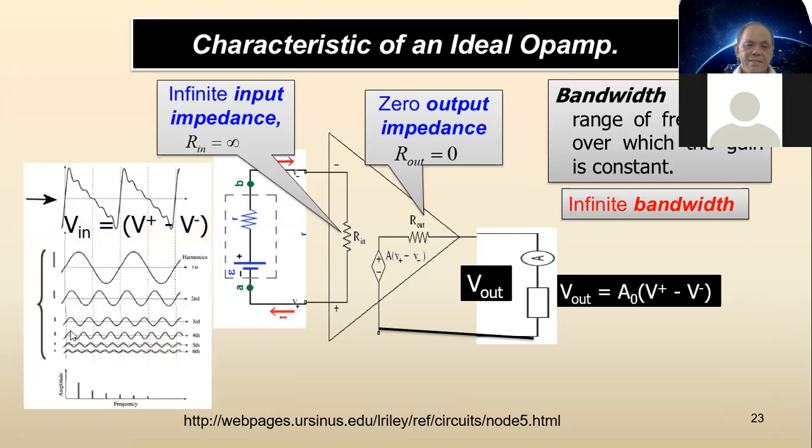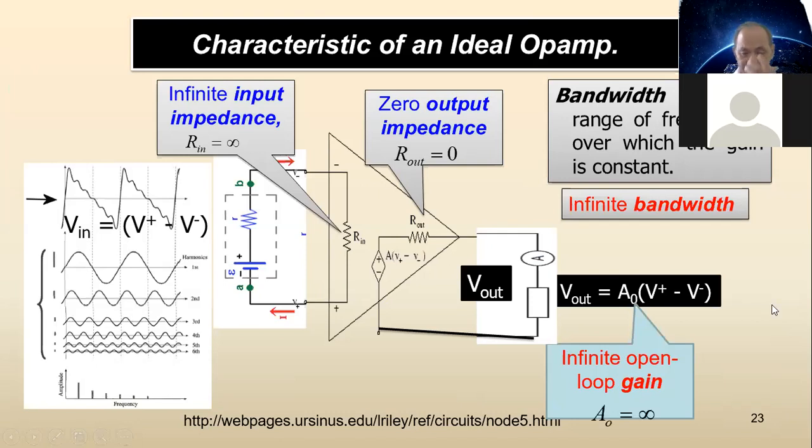Remember, our speech can have different frequency and different amplitude. And we want to amplify all these different frequencies with the same gain, with the same amount. Then we want infinite open loop gain. That means we want the gain as large as possible, so that even if we have a small value coming in, it will amplify very large for us. Okay? So infinite open loop gain.